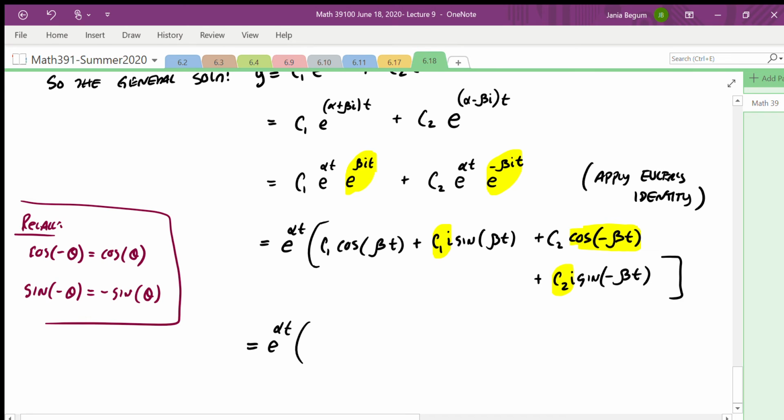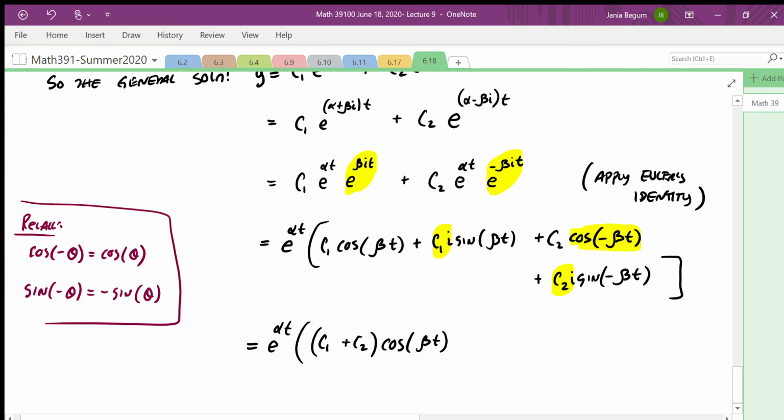So using the identity on the left, cosine of negative angle is the same thing as looking at cosine of positive angle. So I'm just going to write that as a cosine of positive angle. So we have the following. We have C1 plus C2, and they both share a cosine beta t. Okay? So I group those two together.